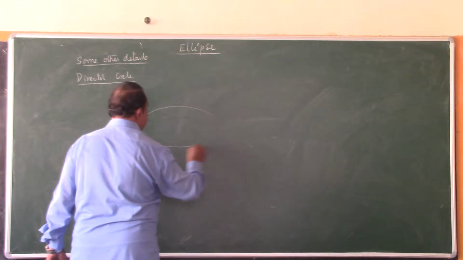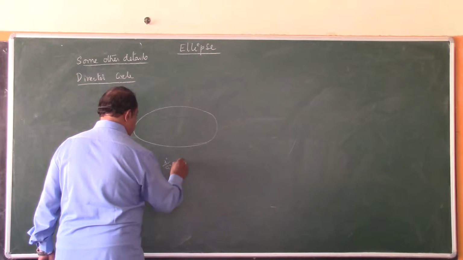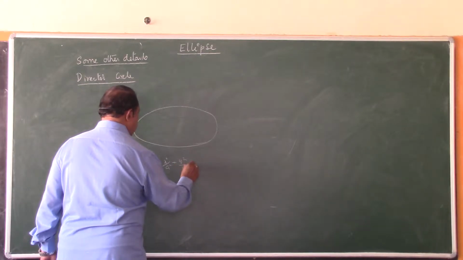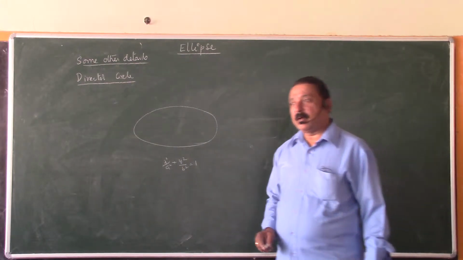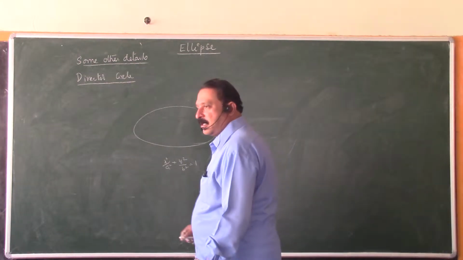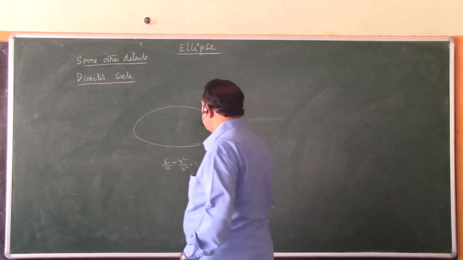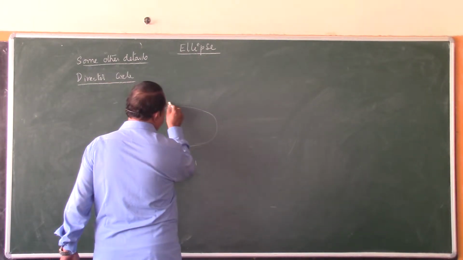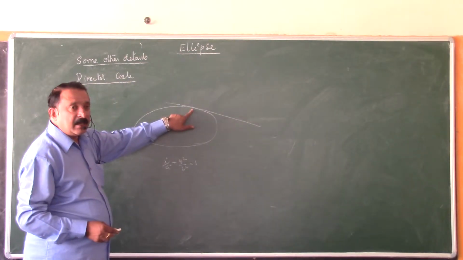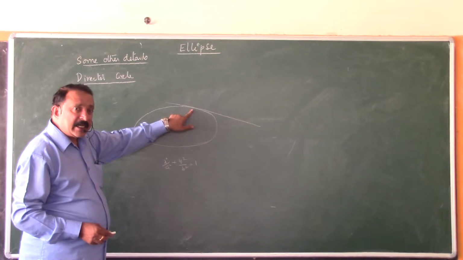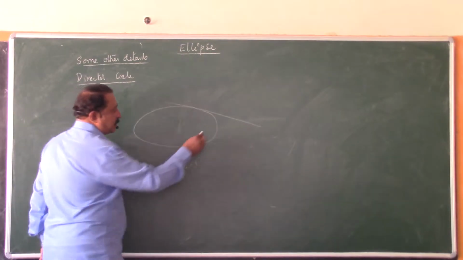Let me consider an ellipse whose equation is x square by a square plus y square by b square is equal to 1. Now I will draw tangents to this ellipse such that the tangents are perpendicular to each other. First let me draw a tangent here. This is the tangent to the ellipse. Now the second tangent I am going to draw is perpendicular to this tangent.